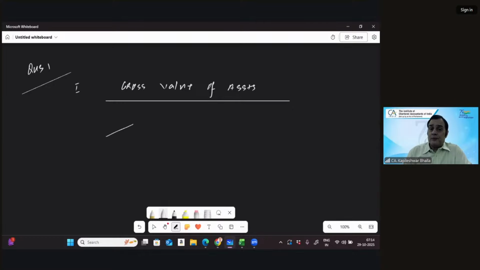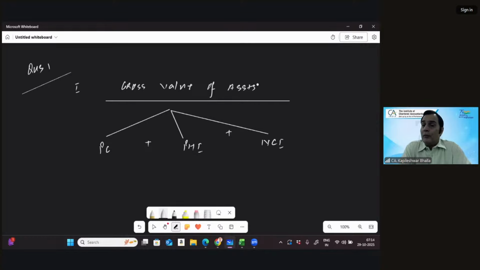You need to consider the sum total of number one, the purchase consideration. You need to add the amount of PHI, that is previously held interest, and you need to add the amount of NCI. As we move forward, let's keep reminding ourselves of the logic behind these calculations. The purchase consideration is for 50%, then there is a previously held interest of 20%, and the NCI is to the extent of 30%. So when you take the sum total of all these three elements, it makes 100%.